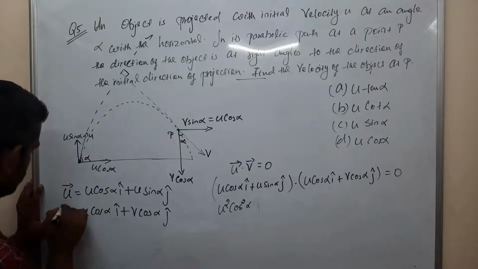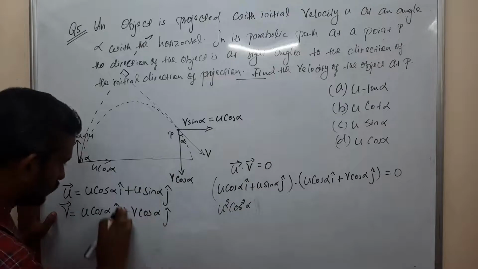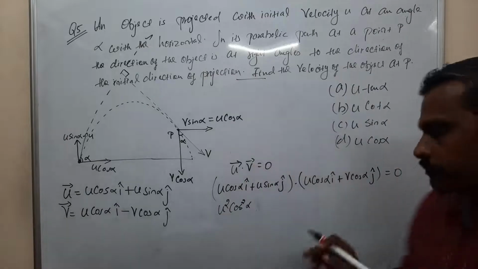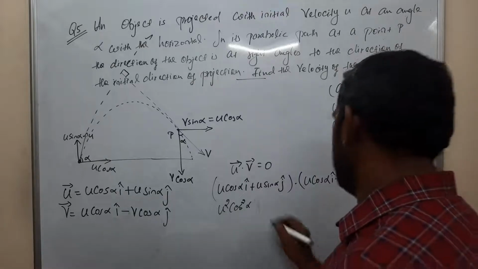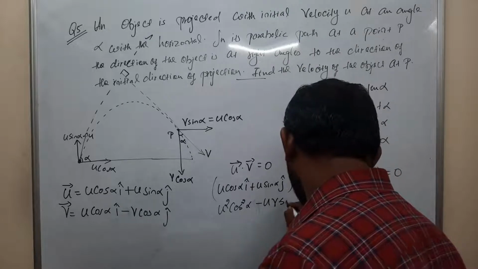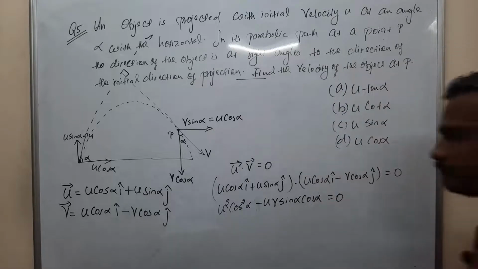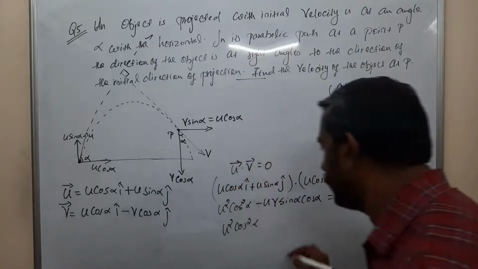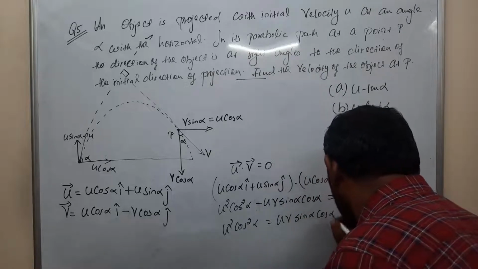Okay, so v vector is equal to, so u cos alpha I cap positive. So this is negative. Okay, negative. So v cos alpha into j cap. Okay, so here minus. So u square cos square alpha minus u v sin alpha into cos alpha is equal to 0. U square cos square alpha is equal to uv sin alpha into cos alpha.